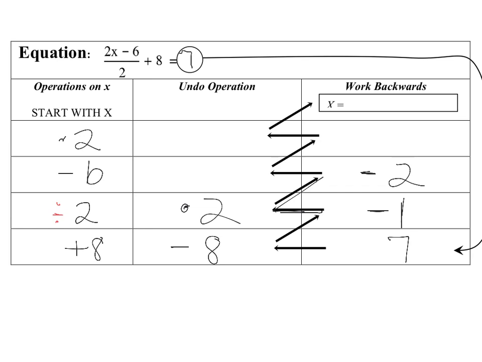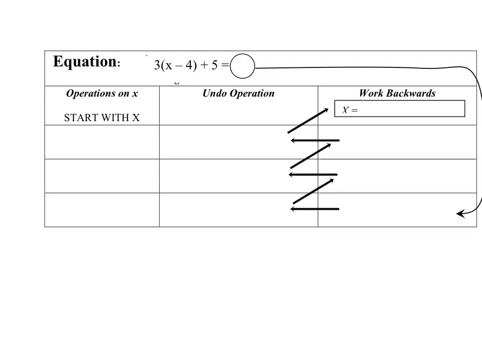Over here, the next step, I subtracted 6, so now I'm going to add 6 because that's the opposite. I'm going to take that negative 2, add 6, and I get 4. And then I'm going to do the opposite of multiply by 2. I'm going to divide by 2. And 4 divided by 2 gives me 2. Mr. Rocket, was that the number that you picked? Yep. Awesome.